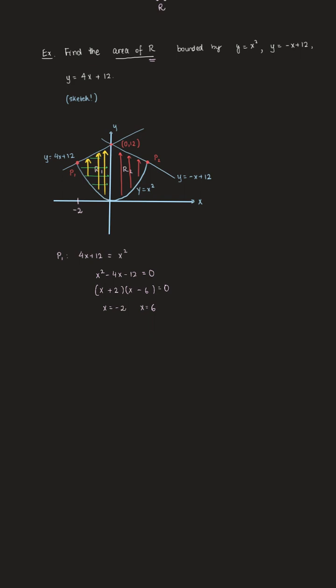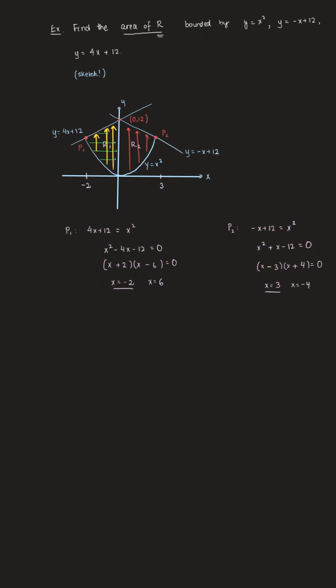Now for P2, we really are only going to need x if we're integrating with respect to y first. For our second point, we're going to set negative x plus 12 equal to the parabola x squared and find that point of intersection. So that's x squared plus x minus 12 equals 0. We can factor this into x plus 4 times x minus 3. And so we have x equals 3 and x equals negative 4, and we're looking for the positive one. So this is going to be x equal to 3.